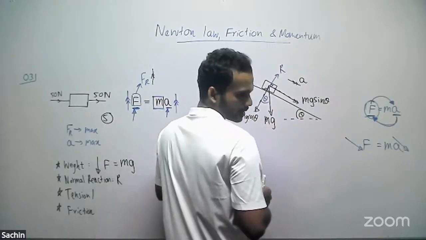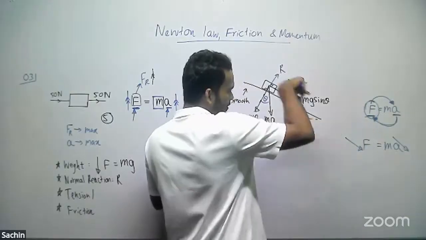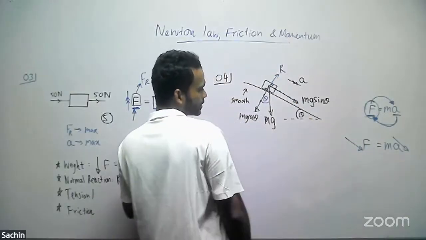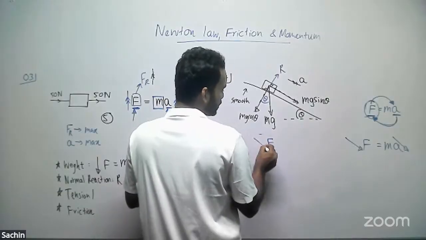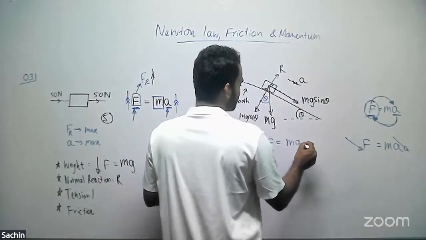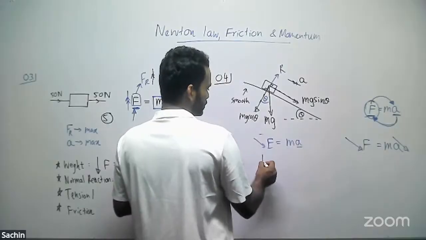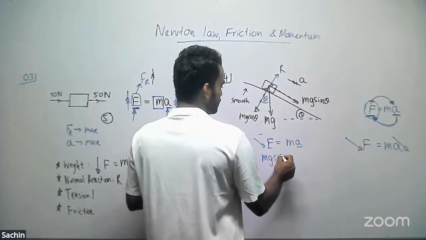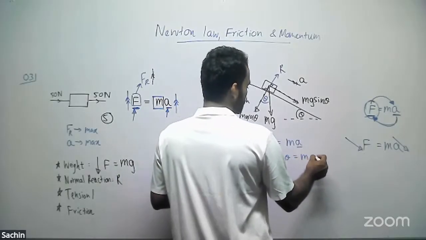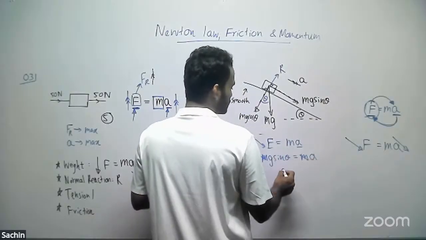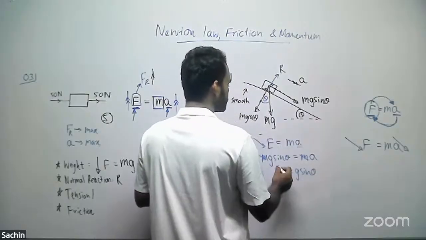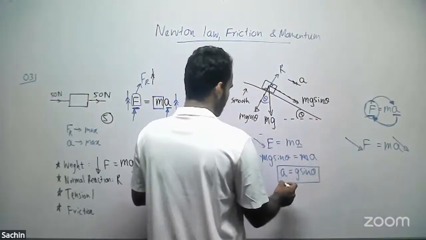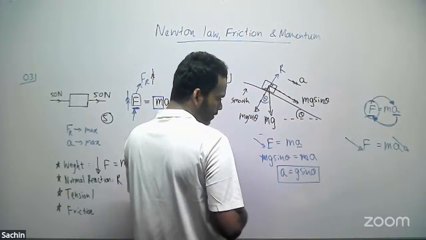Now after marking the forces, what forces are there along this direction? Only mg sin theta. So if I apply F equal ma down the inclined plane, mg sin theta will be equal to ma. So m gets cancelled. The acceleration will be g sin theta. So remember this, this is something important.